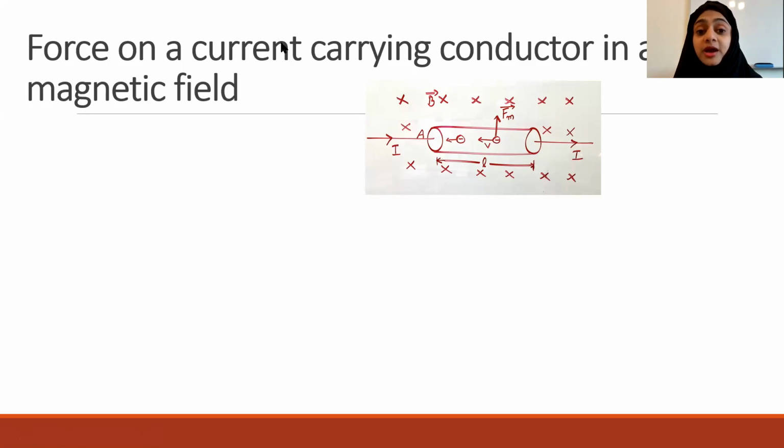And then you have the current I flowing through this conductor in the direction shown here. We know that when current flows through a conductor, there will be electrons moving opposite to the direction of the current. So here V represents the drift velocity of these electrons, which are moving opposite to the direction of current. How will we find the direction of the force acting upon one individual electron?